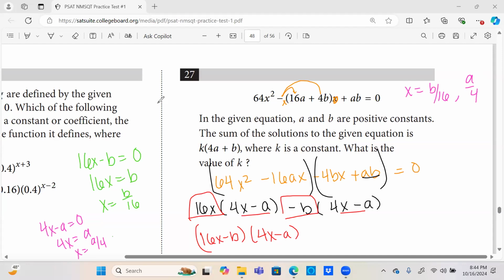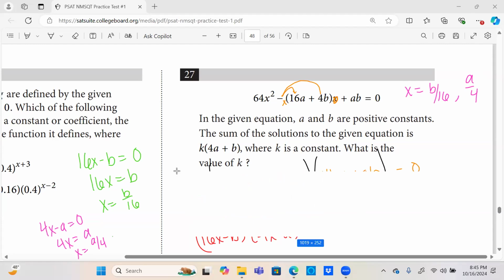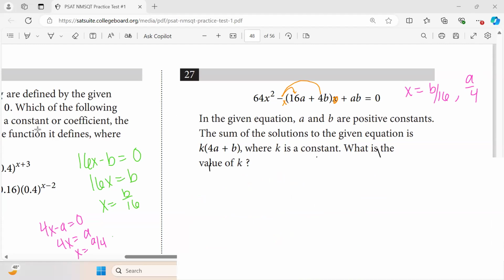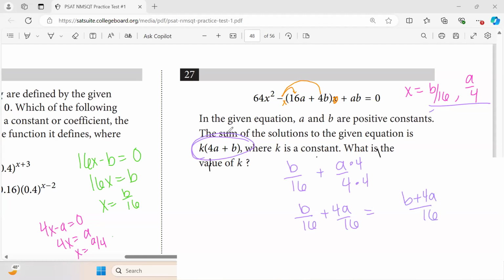And now they're telling us the sum of the solutions. So I'm going to white all this out. The sum of the solutions is this. So add these together. b over 16 plus a over 4. Well, we're going to have to multiply by 4 to get a common denominator. So b over 16 plus 4a over 16 is b plus 4a over 16. That is the sum, but this is also the sum.